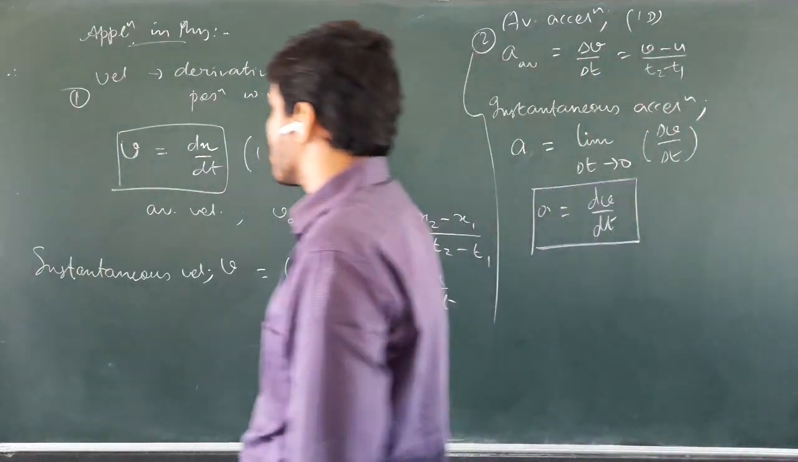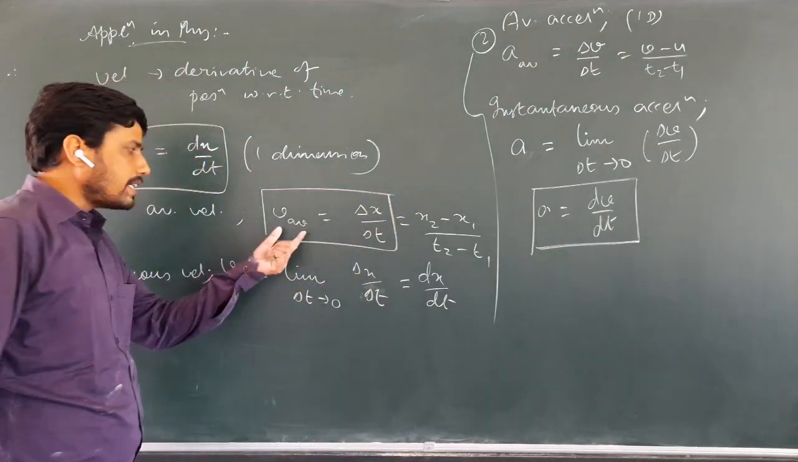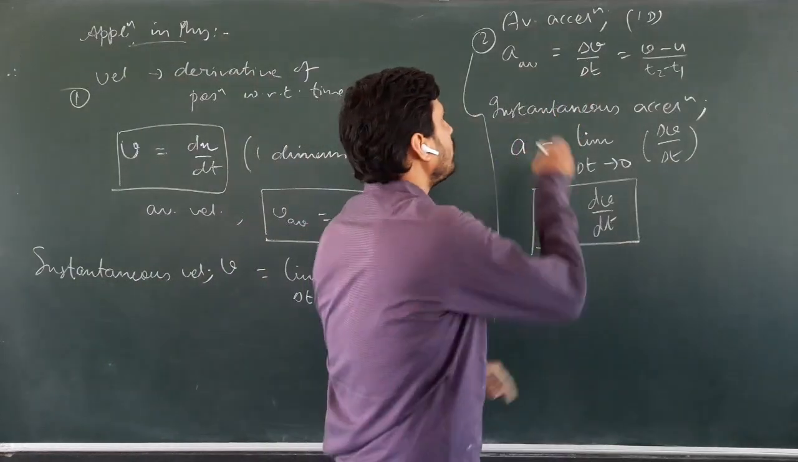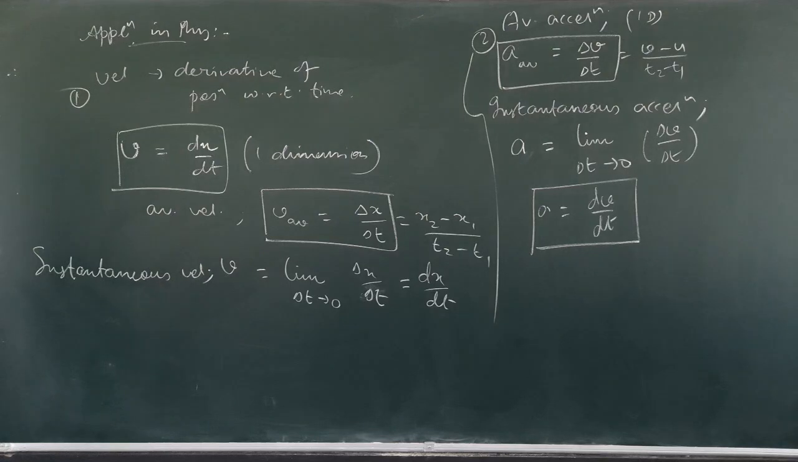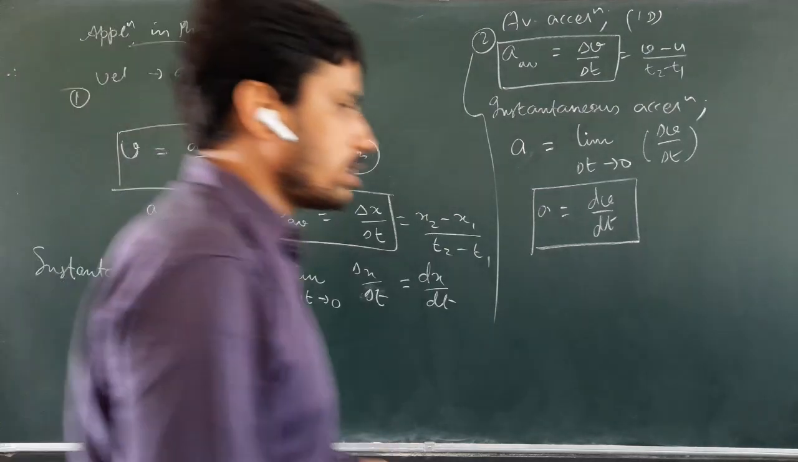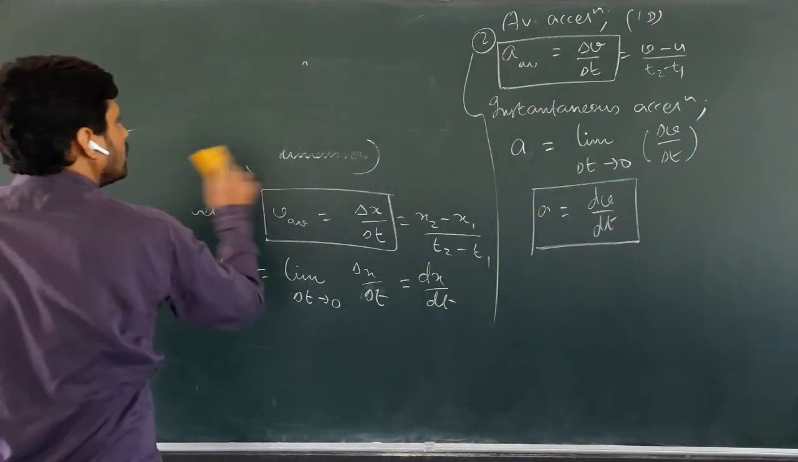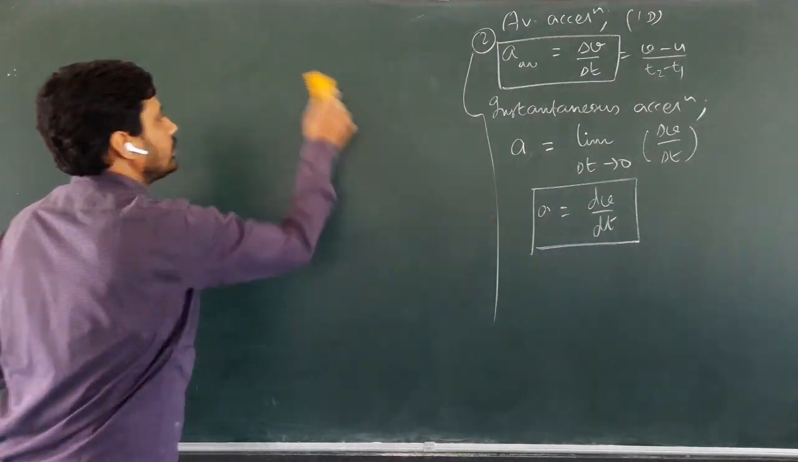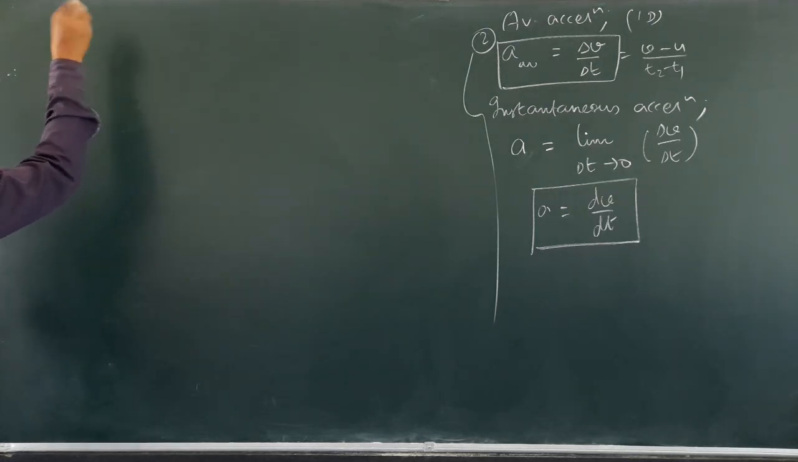So 4 things you should remember, students. Average velocity is delta x by delta t. Instantaneous velocity is dx by dt. Average acceleration is delta v by delta t. And instantaneous acceleration is dv by dt. Based on this, I will end up today's class by discussing one simple example. And this one example will clear all your concepts pertaining to what we have discussed.